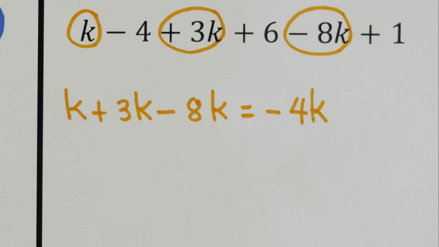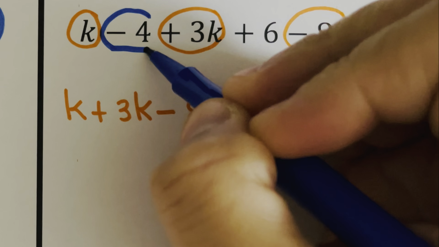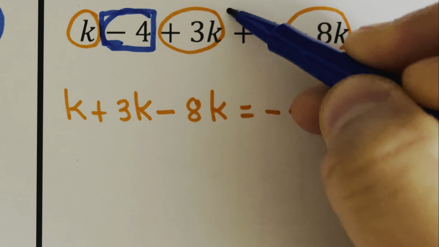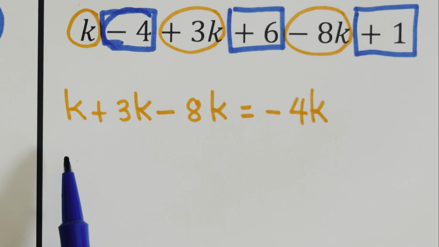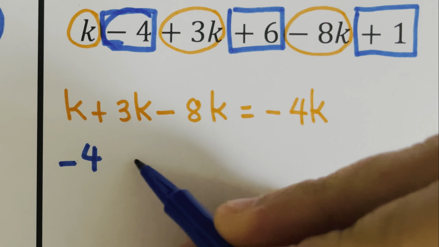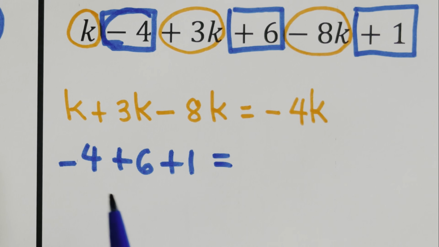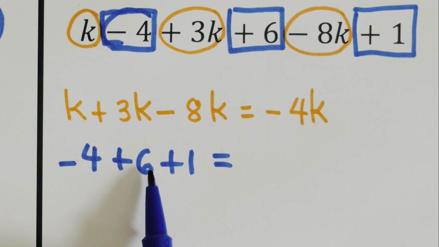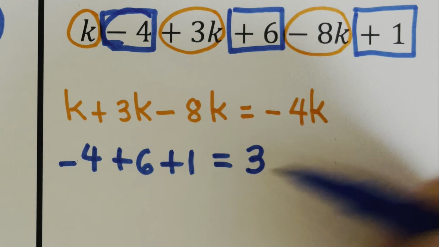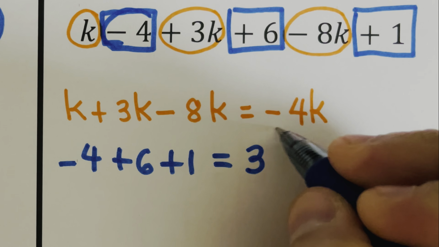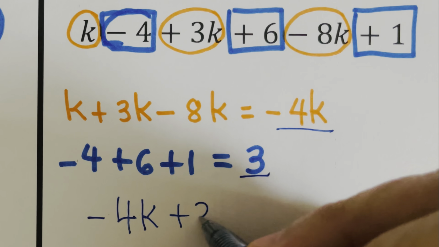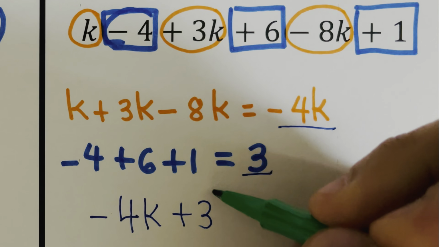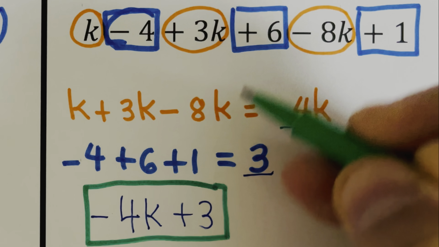Now we combine the constants, those with no variables on them. We get a negative 4. I'm just going to use a box for this. And then we have a positive 6 and a positive 1. I'm just going to write them all out down here. When we add all together, negative 4 plus 6 plus 1 is 3. So then we can say that the simplified version for this is negative 4k plus 3. This is our simplified version of the given expression up there.